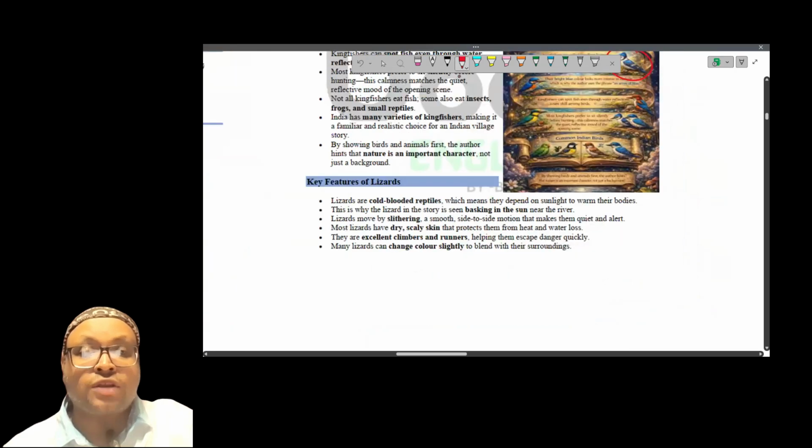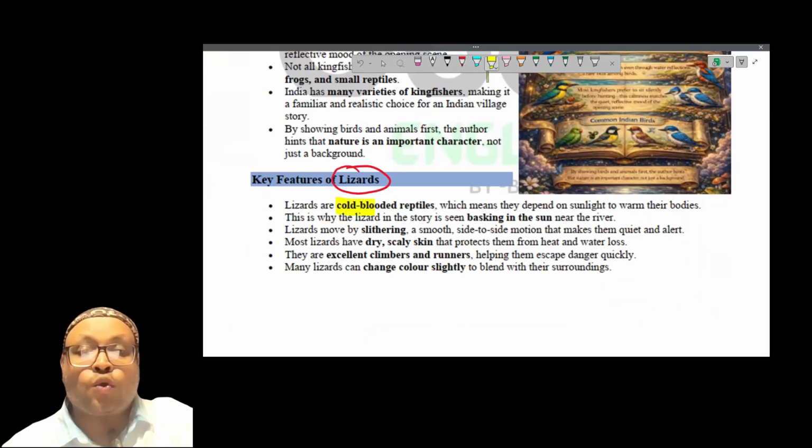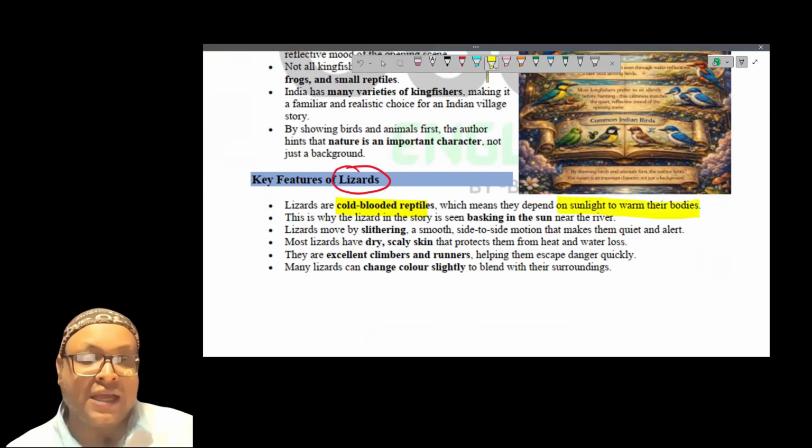In our story, we also have the talk of lizards. Do you know? Now, what is about lizards? Lizards are cold-blooded reptiles. They depend on sunlight to warm their bodies. And that's why the lizard came to bask in the sun, to warm its body in the sunshine. Lizards have dry, scaly skin, and this protects them from heat and water loss.